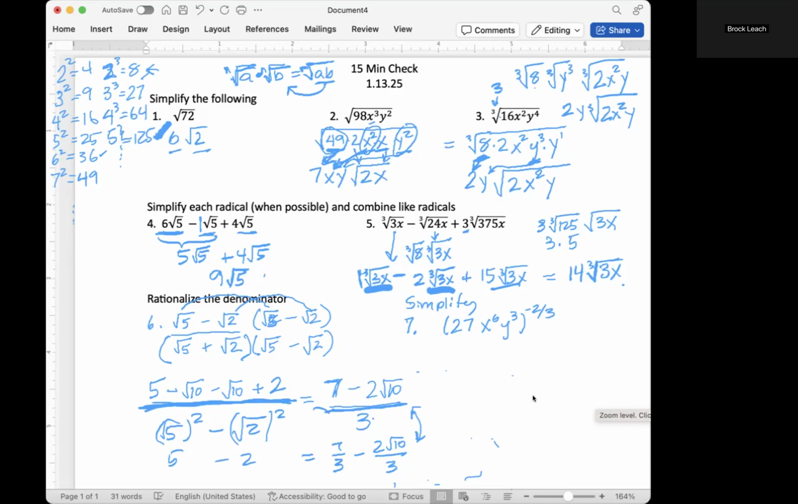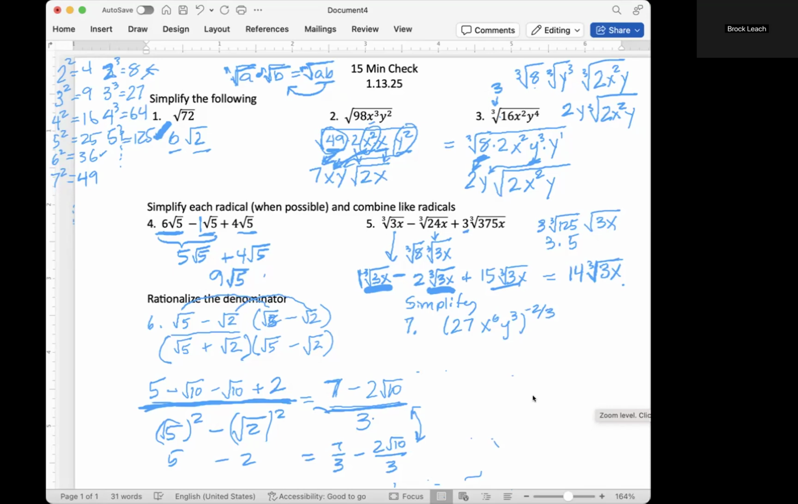Okay, so that's how we rationalize a denominator. Even if this was just 5, even trying to distribute the root 2 to both of those wouldn't work. So if we have a sum or a difference down here, we want to multiply it by the same numbers, but with the opposite operation. It's called the conjugate.